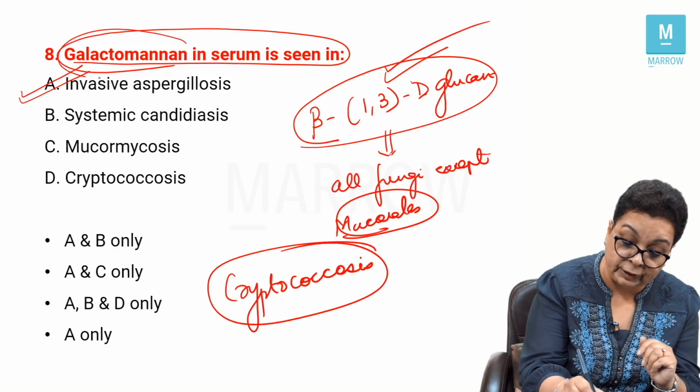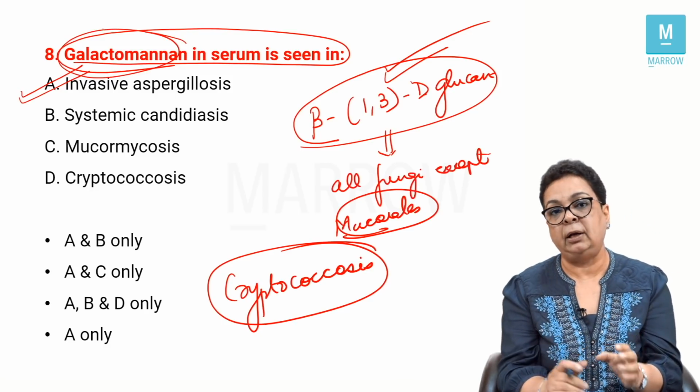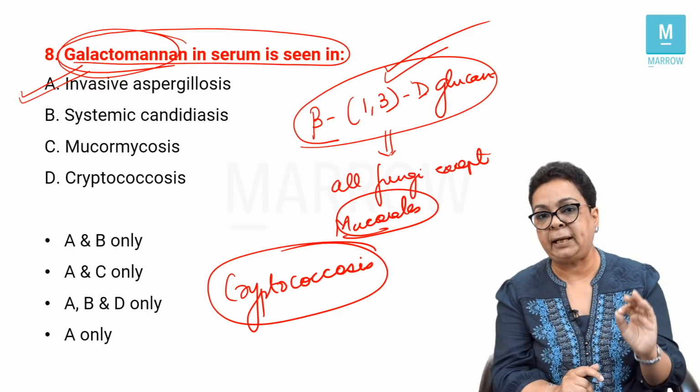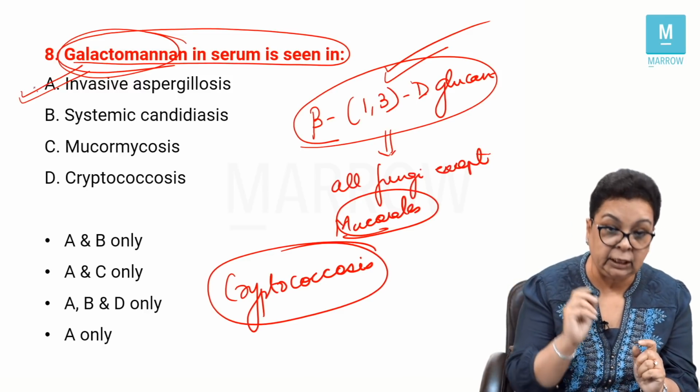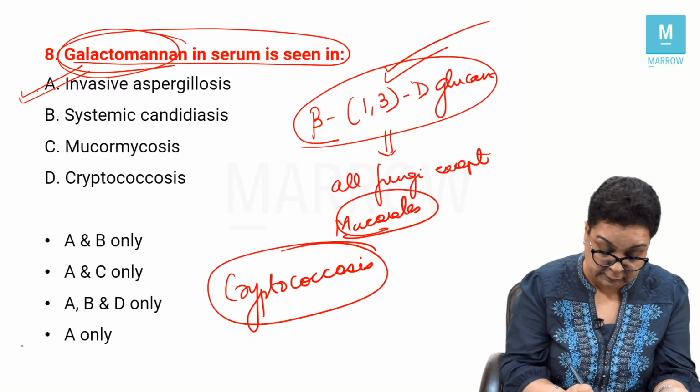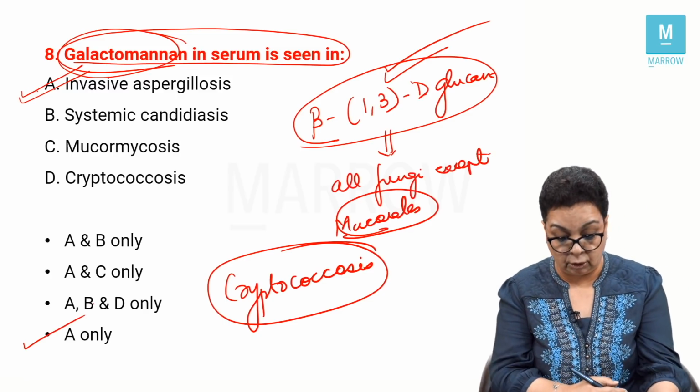But here the question is galactomannan, and this antigen is specific to Aspergillus. So it is only detectable in invasive aspergillosis. So our answer is A only.